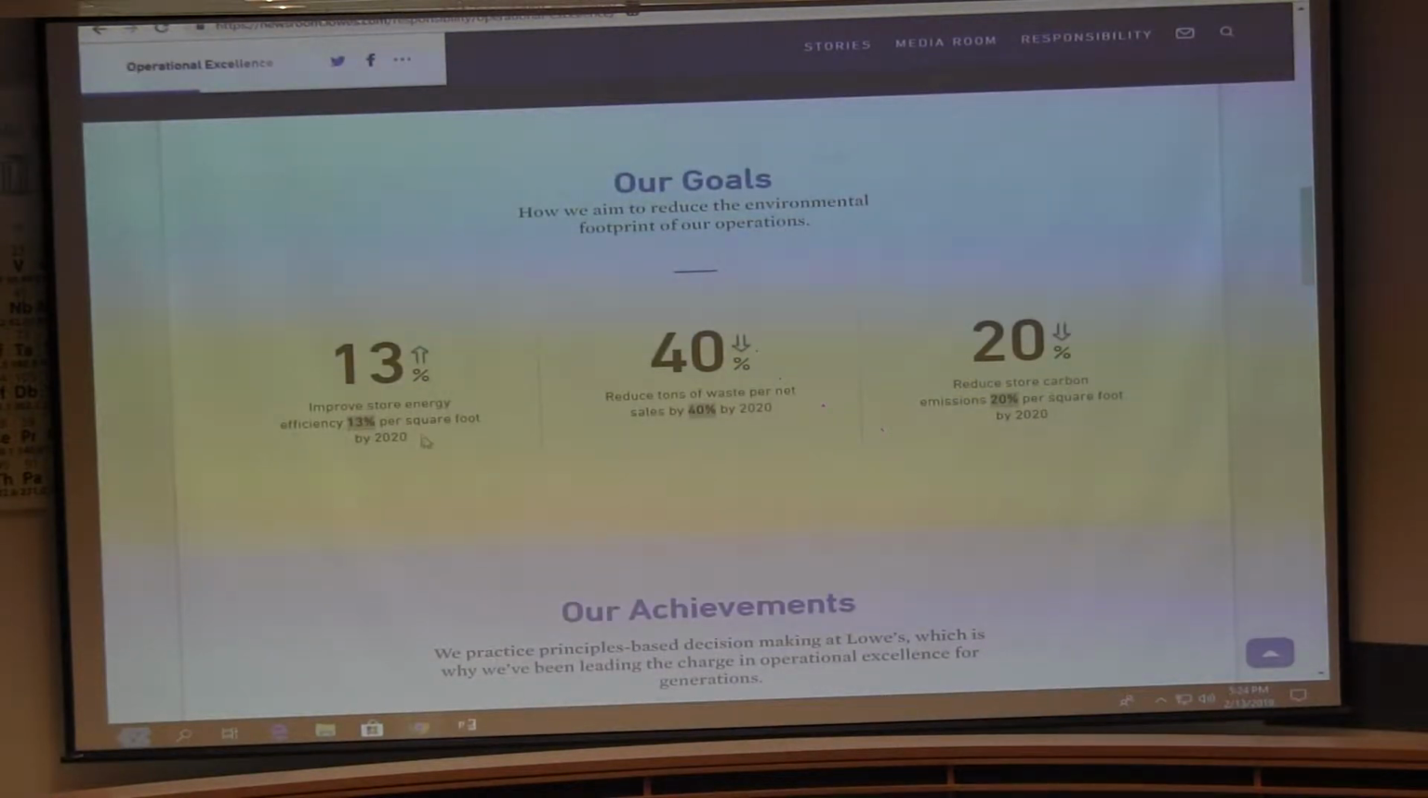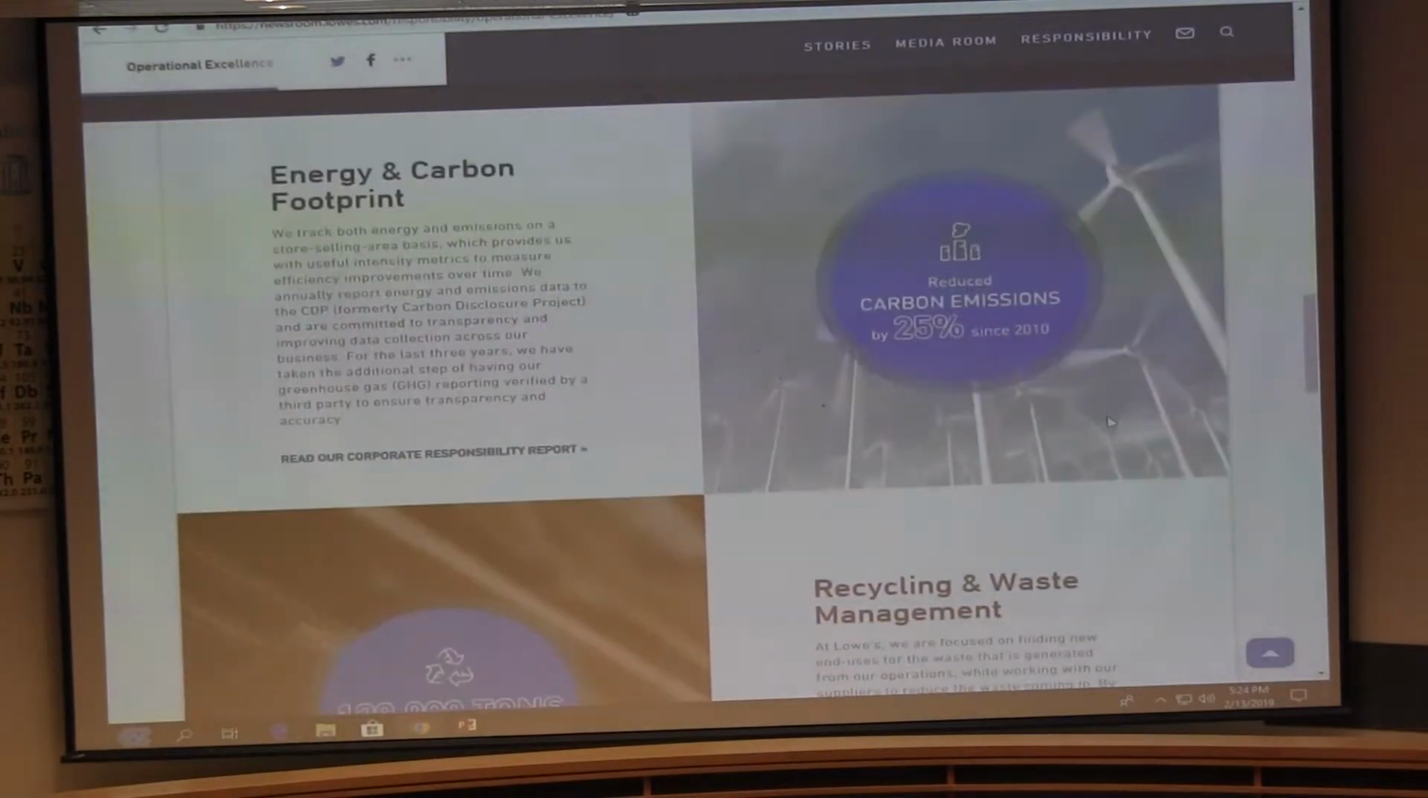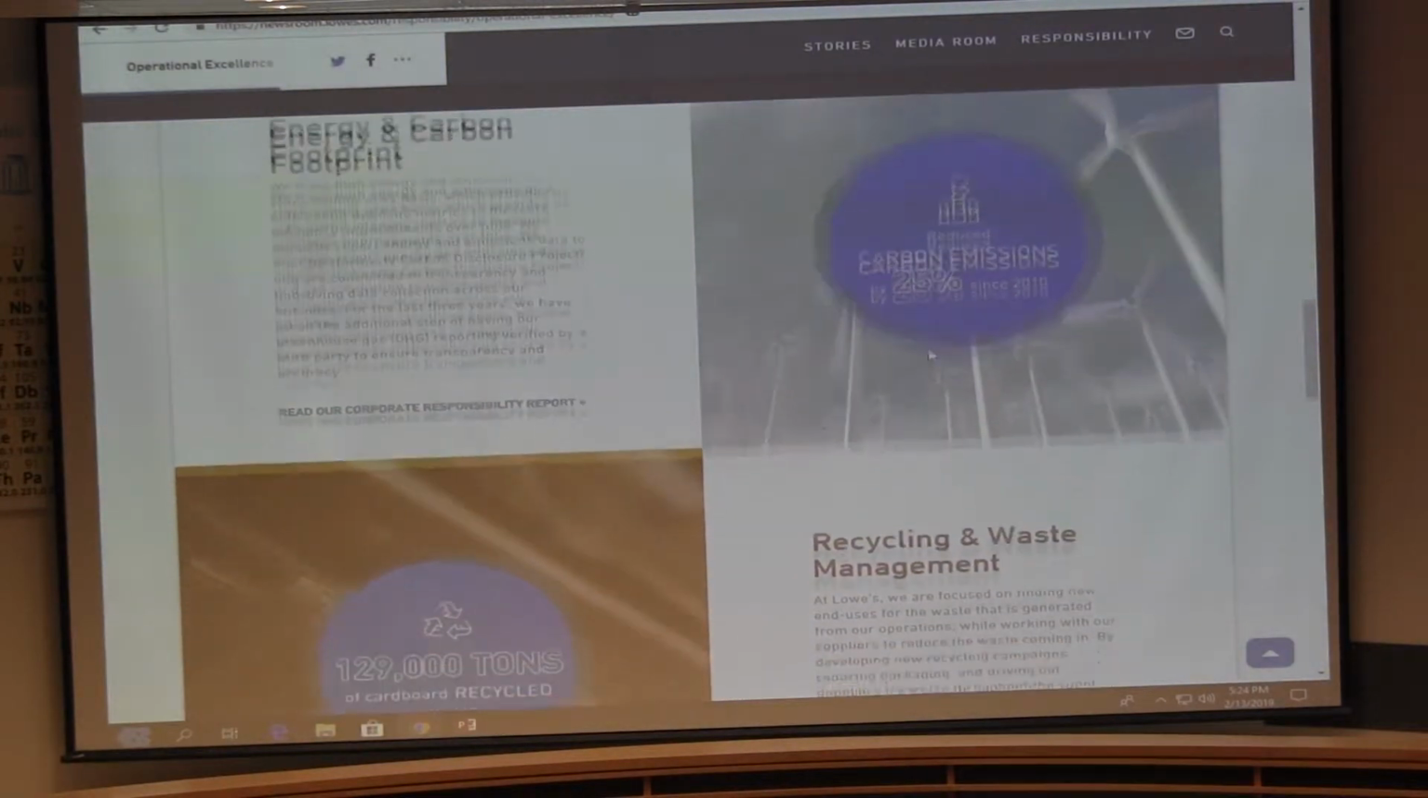So it says here, improve store energy efficiency 13% per square foot by 2020, making every store more energy efficient. So they're probably putting in more energy efficient light bulbs, as I mentioned. They're probably adjusting entrances and exits and things like that. Reduce waste per net sale, 40% down, reduce store carbon emissions by square foot, right? So those are their goals, and then they'll talk about how well they're doing, right? So far they've reduced to 25%.